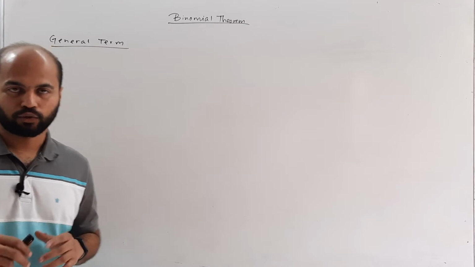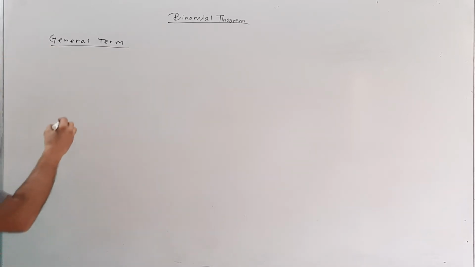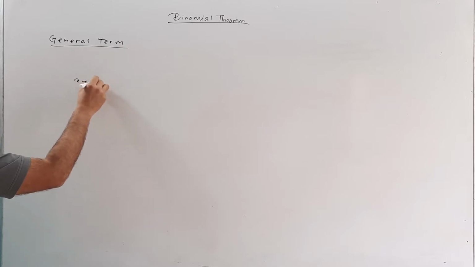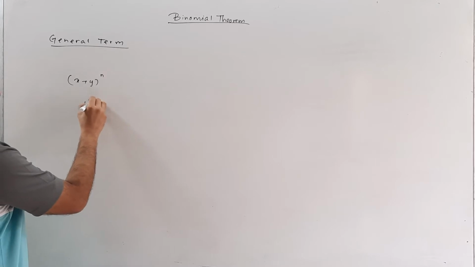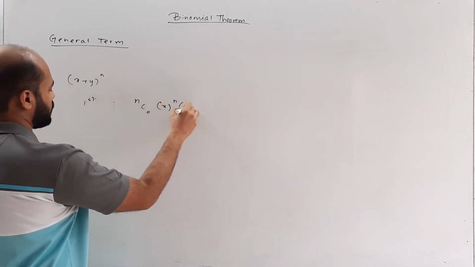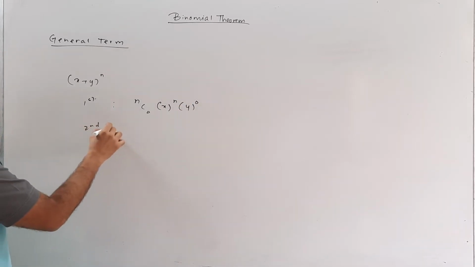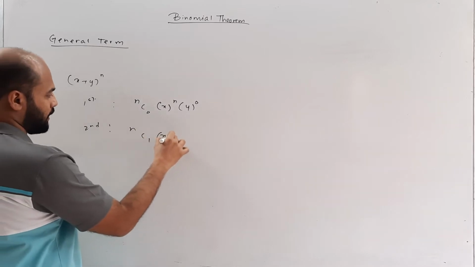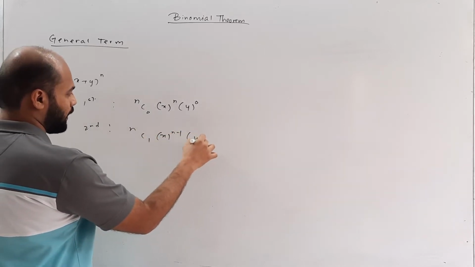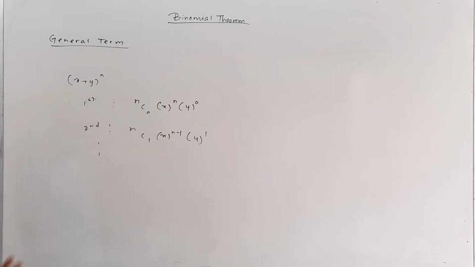Now let's talk about the concept called the general term in the binomial expansion. If we consider any particular expansion, (x + y)^n, the first term we write as nC0 x^n y^0. That's the first term. The second term is nC1 x^(n-1) y^1. And if we keep writing such terms, we can understand the pattern.